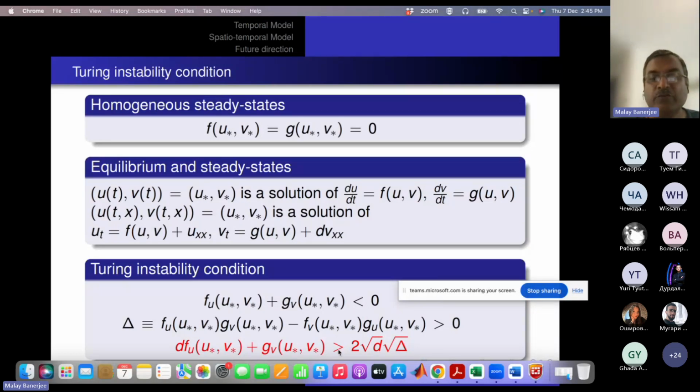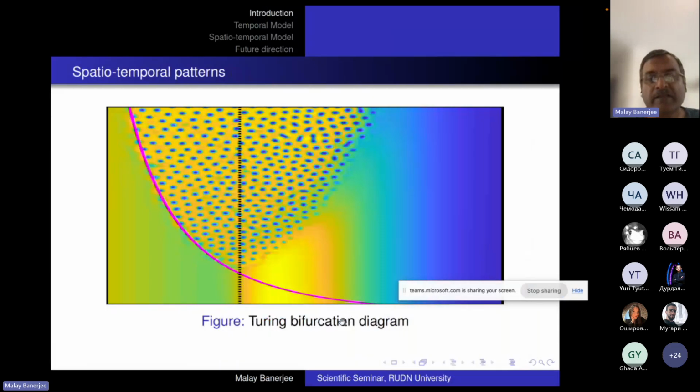And if we consider equality here, this gives the Turing instability boundary between the stable and unstable homogeneous steady states. This is a typical picture of the bifurcation diagram. On the horizontal axis, we have a temporal parameter. On the vertical axis, we have the ratio of diffusivity parameter D. This magenta color curve is the Turing instability curve, which corresponds to the equality that I have shown in the last slide in red color.